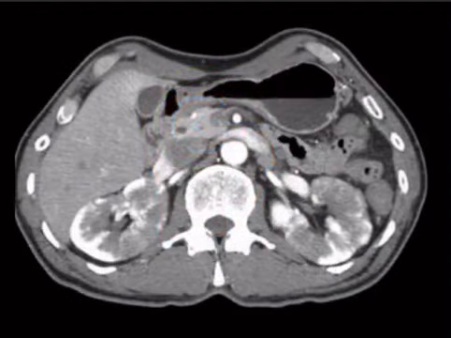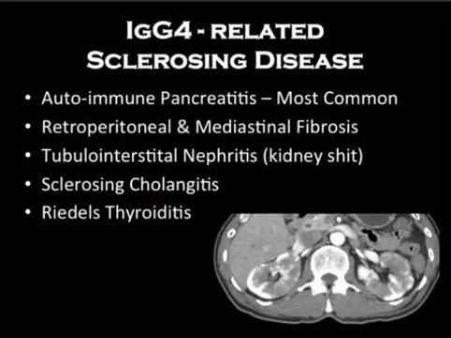All right, so what are some associations with autoimmune pancreatitis? So I say autoimmune pancreatitis, you say IgG4 related sclerosing disease. Specifically, you want to see retroperitoneal fibrosis, mediastinal fibrosis. You want to see these weird looking things all over the kidneys, right? These are the tubulointerstitial nephritis. That's your kidney stuff. Supposedly, it's immune complex deposition. Sclerosing cholangitis, Riedel's thyroiditis, anything that's sclerosing or fibrosing, you think about with autoimmune pancreatitis.